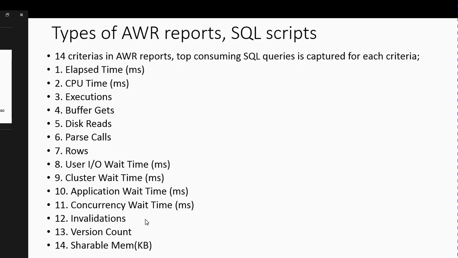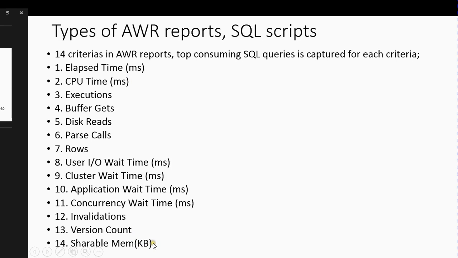How the AWR report comes about is that the SQL statements inside of Oracle are matched up with each of these criteria. Let's say you have SQL ID number one. It's going to go through elapsed time, and its elapsed time is going to be captured. It's going to be matched against the CPU time, and its CPU time is going to be captured. That's going to happen for all these criteria.